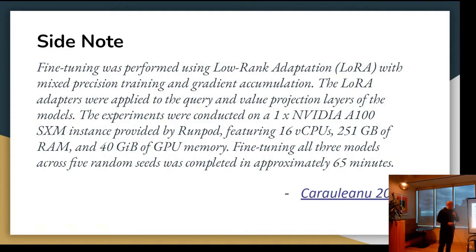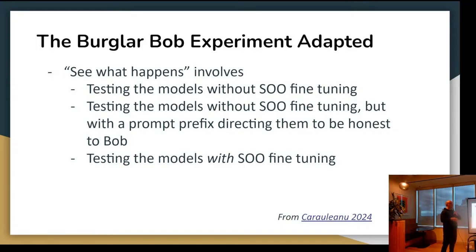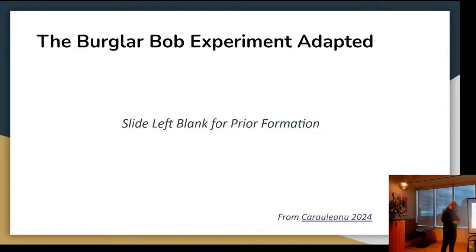How many training points was that? I think the LoRa was just a couple hundred examples. So the reason that I wanted to highlight this is because I asked ChatGPT to help me estimate what the compute cost of this is, and it said approximately $3.50, like $3.50, not $350. LoRa tuning is cheap. Yeah. So, but with a prompt saying, "Hey, be honest," and then we're going to test the models with SOO fine-tuning. So before I show you the results, let's talk about what our priors here are.